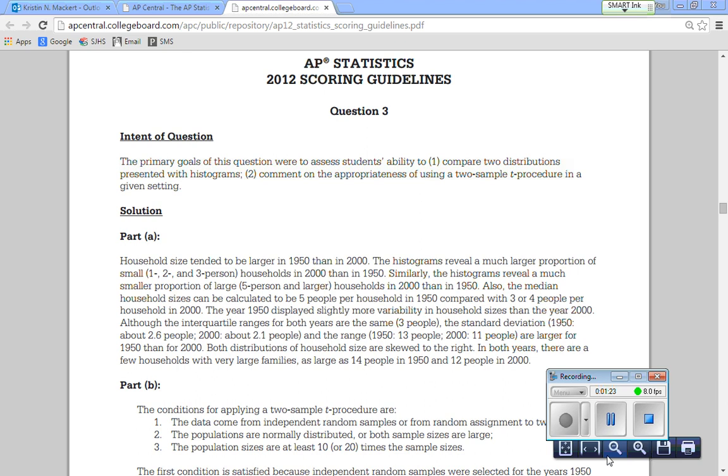Oh, but it did say 2-sample T procedure, and all it did was check the conditions. That is really all you had to do. Explain whether they've been met, right? Okay, sure. Hunter.